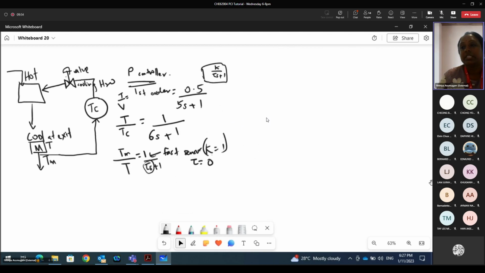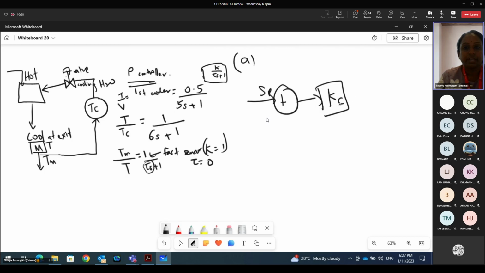Okay. Now the first question, they asked us to draw a block diagram. For us to draw a block diagram, we need to have a set point at the initial and the measured or targeted value, measured or actual value of the system. So before that, the set point will pass through a controller, which is a proportional controller in this case.